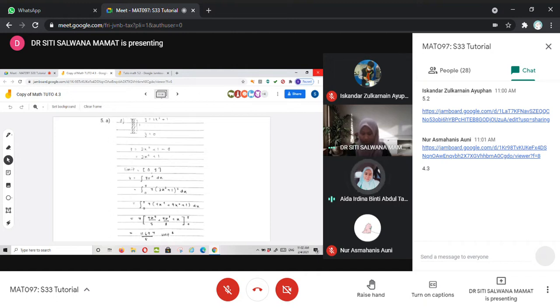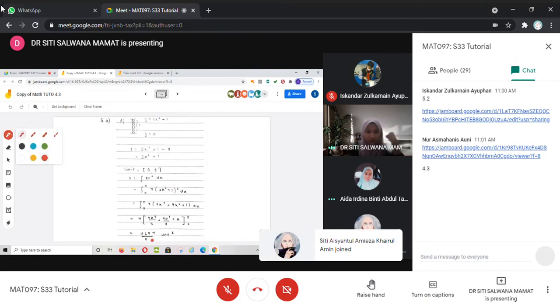Pi times 4x to the power of 5 over 5 plus 4x to the power of 3 over 3 plus x. And then kita substitute the limit into the x. The answer is 1167 over 5 pi units cube. Okay, so this is the final answer.